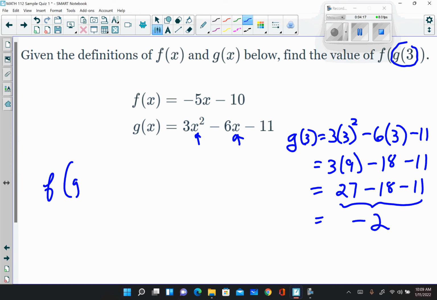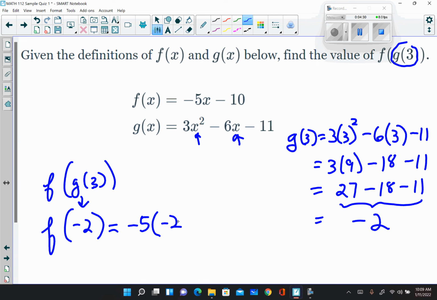F of g of 3. So we calculated g of 3 and got negative 2. F of that result means negative 5 times negative 2 minus 10. Negative 5 times negative 2 is positive 10. 10 minus 10, so the final answer is 0.